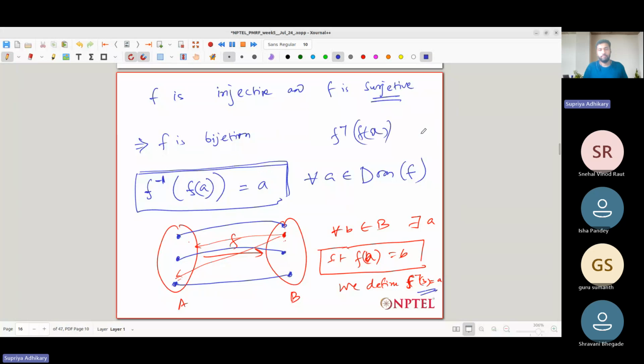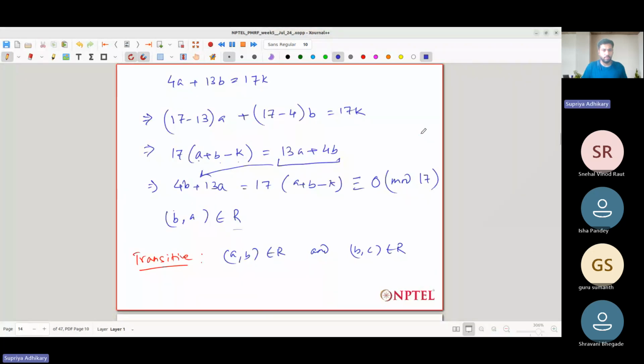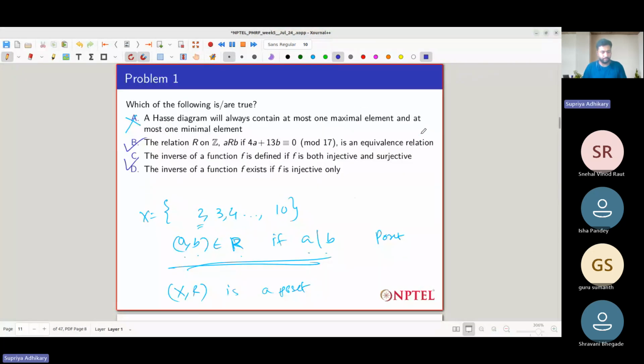F inverse of F. So if we consider any A over here, F will map to an element B over here. Now, F inverse would basically take it back to A, that unique element that was assigned to this element B. So this is indeed true. So if F is a bijection, then we can definitely define an inverse function for that bijective function F. So this is also true.